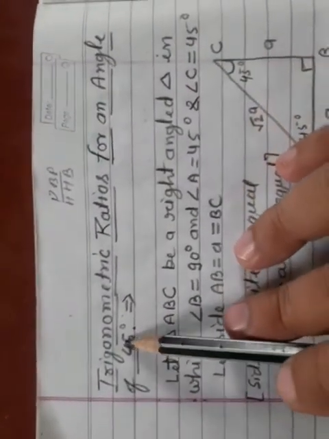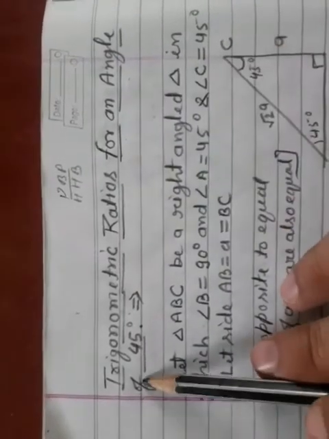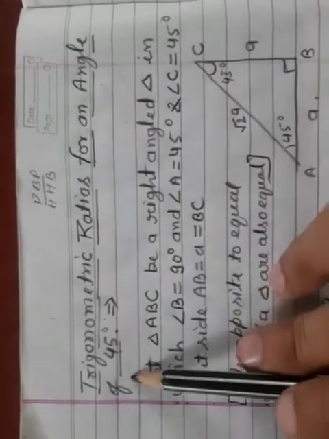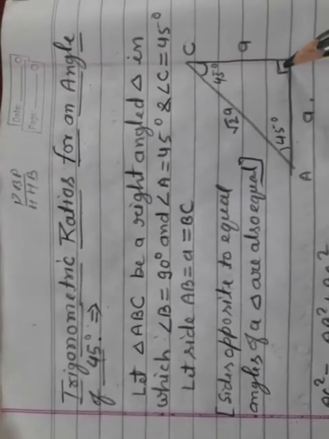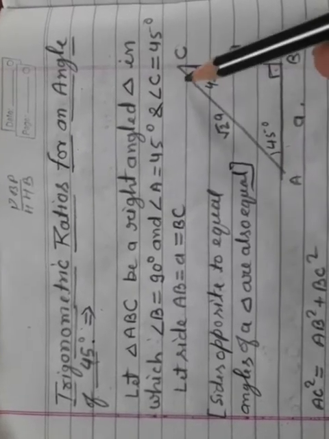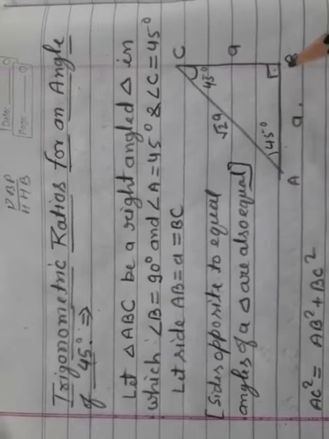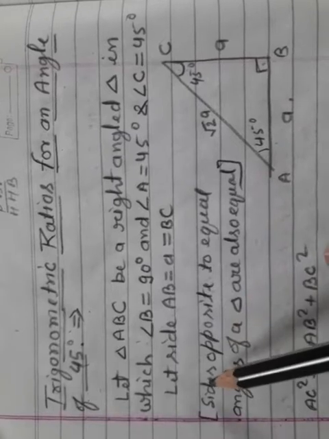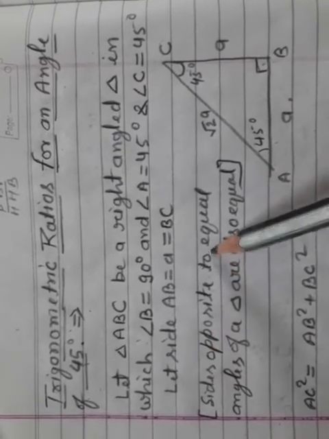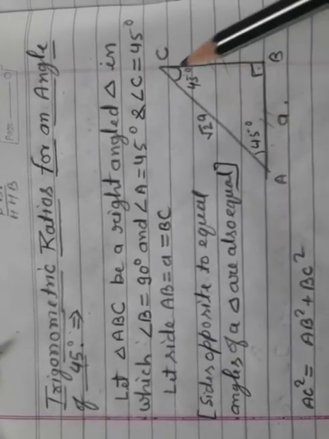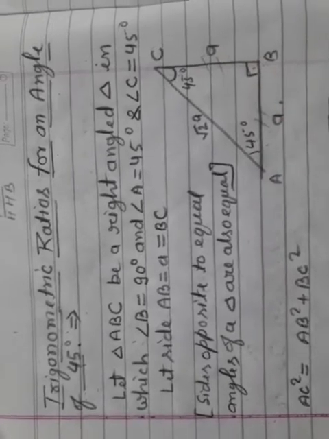Now trigonometric ratios for angle of 45 degree. Clear? What is the angle of 45 degree? Let us take a right angle triangle ABC, and this one is a 90 degree. One angle is 45, the other also is 45. So AB is equal to BC, an isosceles triangle. We said that sides opposite to equal angles of a triangle are also equal. So this side is equal to this side.